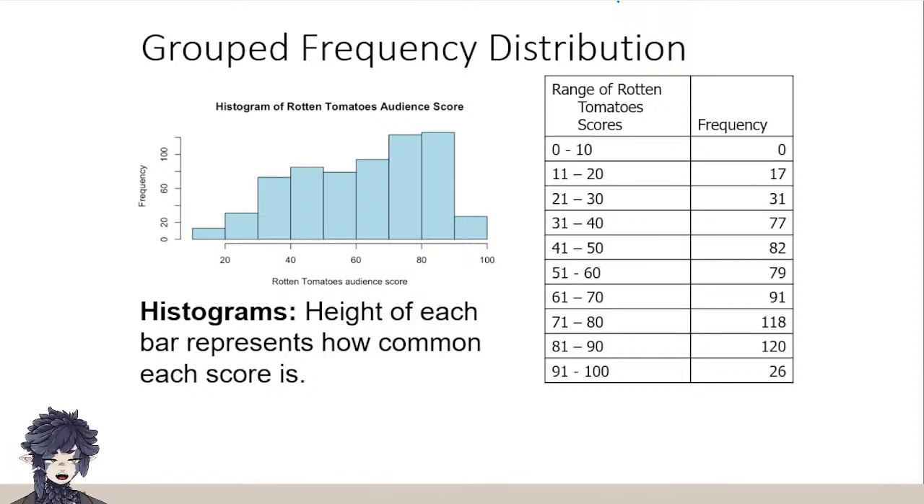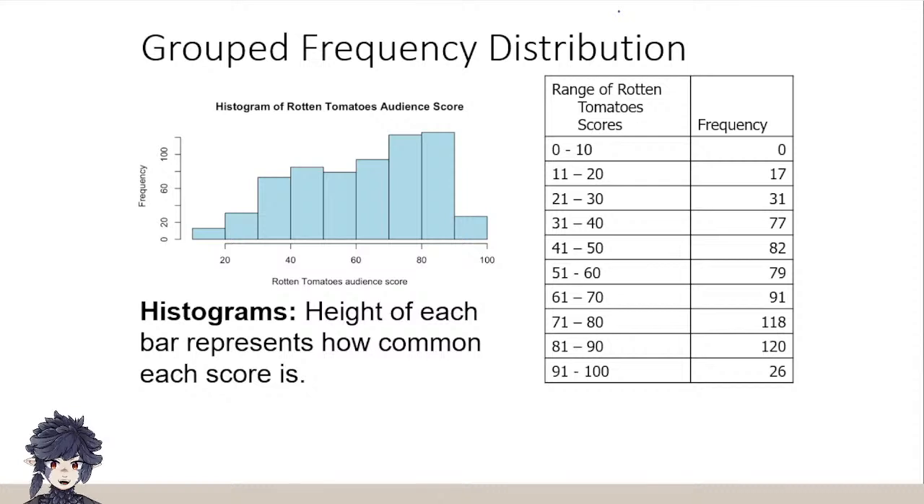But of course, it's not very nice to look at a bar graph or a frequency distribution that has literally 100 bars on it. That can be kind of hard to process, and the difference between a 91 and a 92 probably isn't that big of a difference that you're terribly interested in.